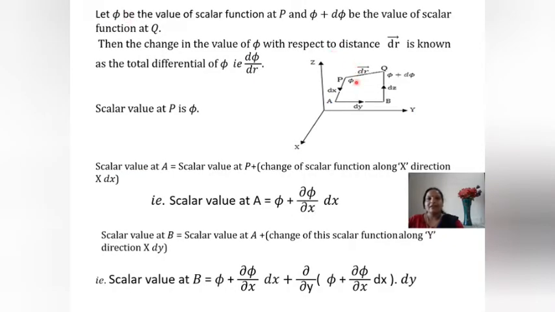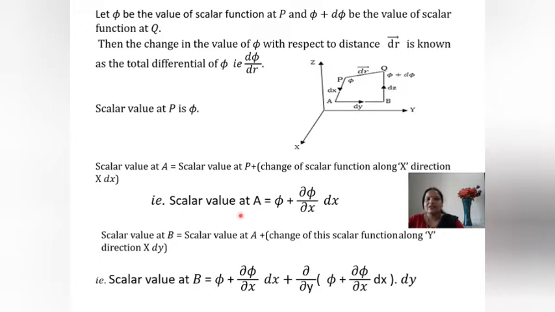Let phi be the scalar function at point P and phi plus d phi be the scalar function at point Q. Then the change in the value of phi with respect to the distance dr is known as the total differential of phi, that is d phi by dr. Scalar value at P is phi. Scalar value at A is scalar value at P plus the change in scalar value along x direction, that is dou phi by dou x dx.